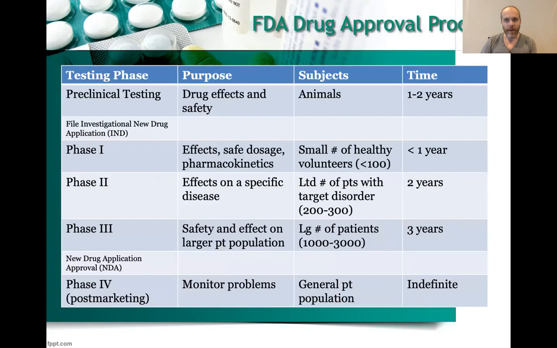This is the FDA approval process. I'm just going to let you go through this chart. You do need to know these things for tests, but these are the preclinical testing and phase 1 through 4 trials and the specific things that happen in the trial. So you do need to know this for tests.